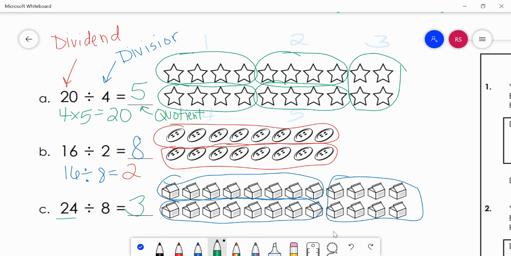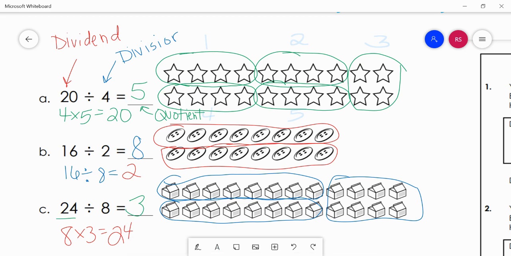Awesome job. Anybody think of a multiplication fact that helped them solve this problem? I thought about 8 times 3 equals 24. So if you're ever stuck and you're thinking, oh man, I don't know what 24 divided by 8 is, think about it. What do you multiply by 8 to get 24? And your answer is 3. So that means our quotient here is 3.